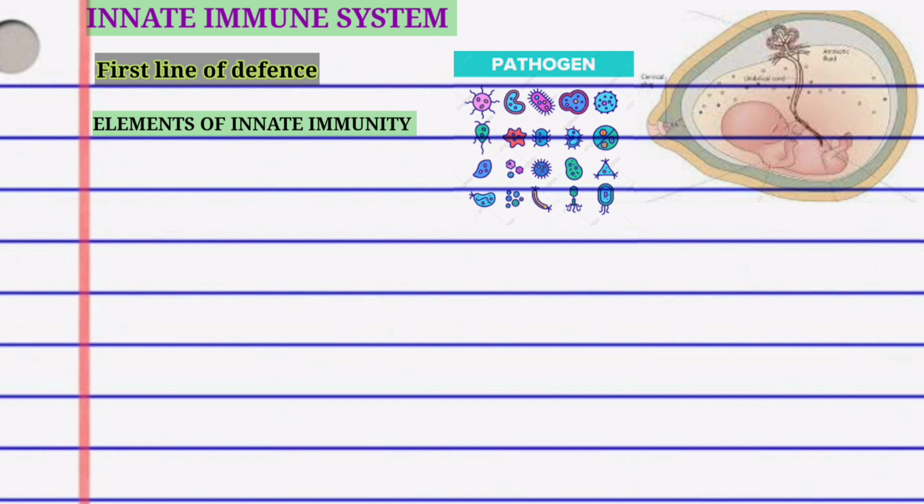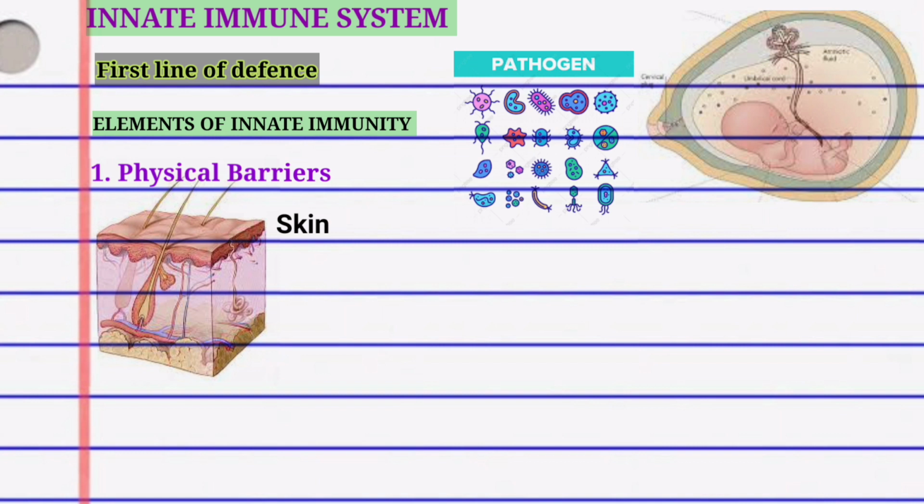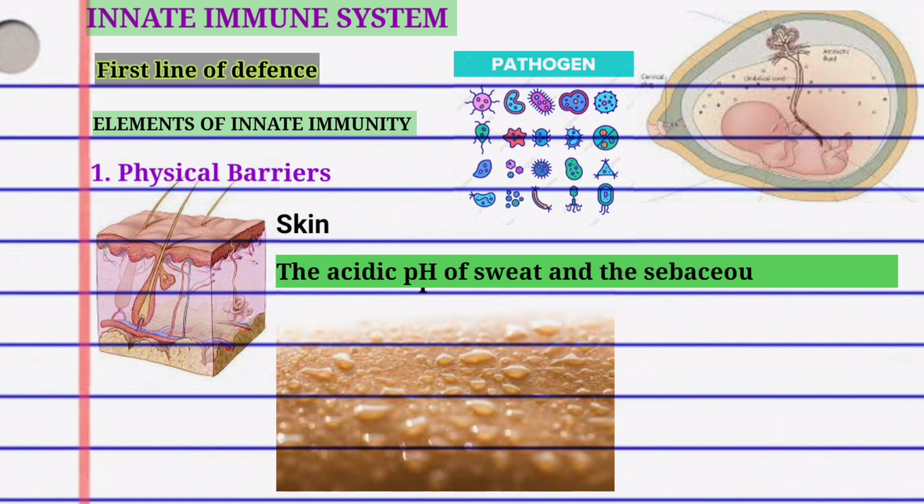Elements of innate immunity. Number 1, physical barriers. Physical barriers are the first line of defense against microorganisms. It includes skin and mucous membrane. Most organisms and foreign substances cannot penetrate the intact skin, but can enter the body if the skin is damaged. Secondly, the acidic pH of sweat and the sebaceous secretions and the presence of various fatty acids and hydrolytic enzymes like lysozyme inhibit the growth of microorganisms.